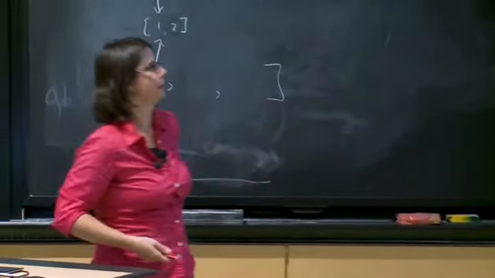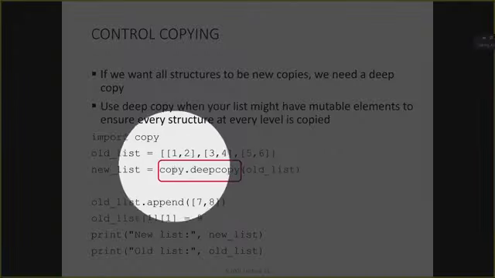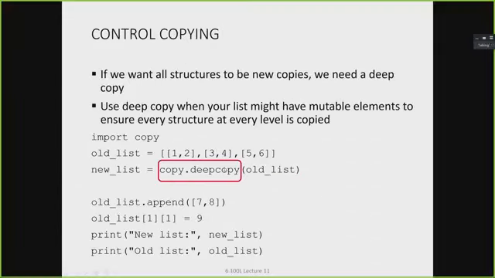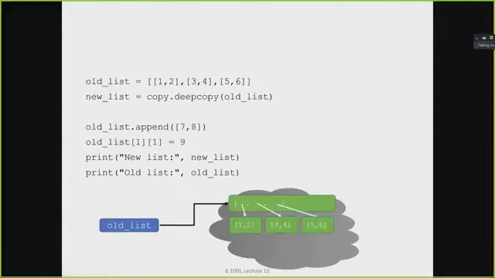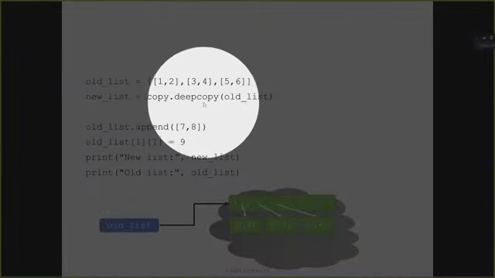Okay, that's basically what I've said here. And so if you really, really, really want to copy every single mutable object or every single object at all the different levels, we would have to create something called a deep copy. So we do this using copy.deepcopy. Okay? And so this is the exact same example, except that we've just changed copy.copy to copy.deepcopy.